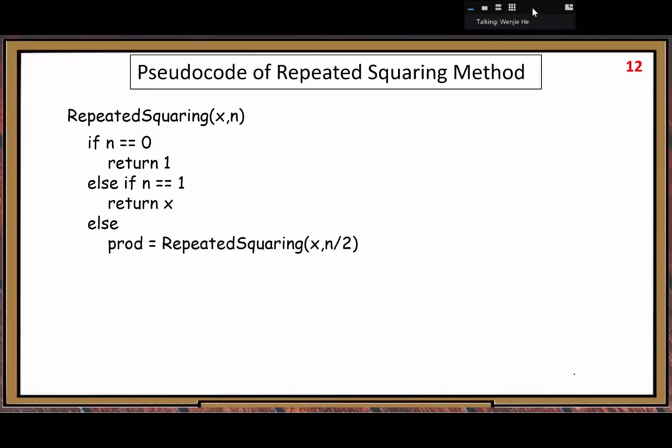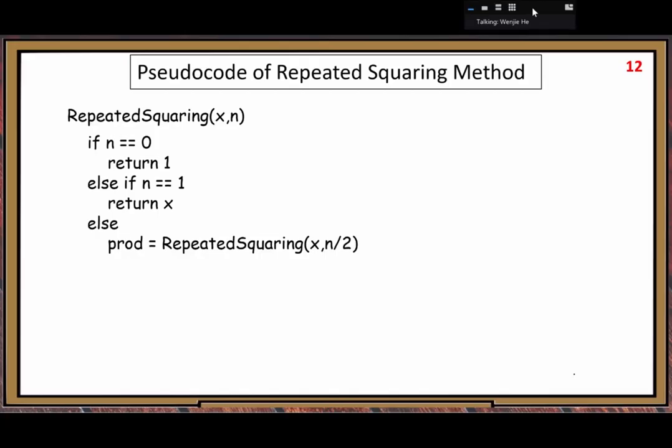This line is very important. So, recursive function call. This function calls itself, repeated squaring, but we call it with the same x parameter, but for n, we do integer division. N divided by 2, integer division.